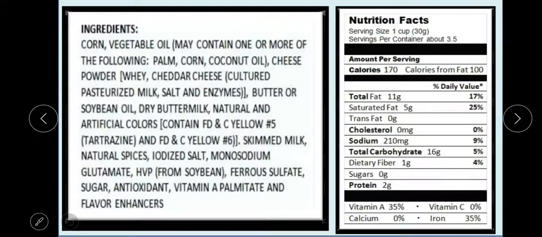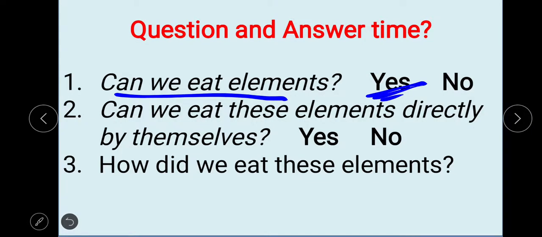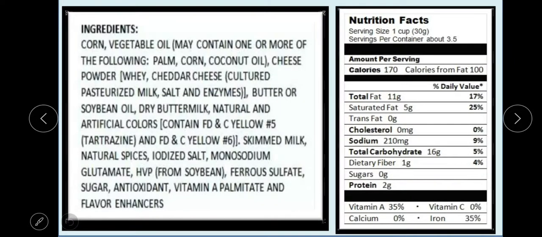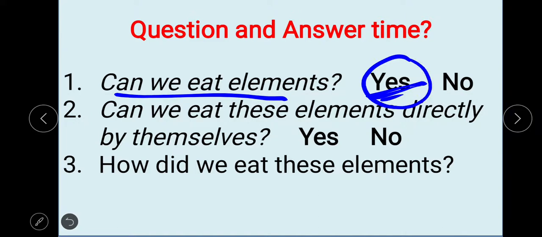Now, can we eat these elements? Yes, because it is in the nutrition facts. For example, calcium. Calcium is an element. Iron is an element. And therefore, if you eat this food product, you are also eating the calcium and you are also eating iron. So that is why the answer is yes.